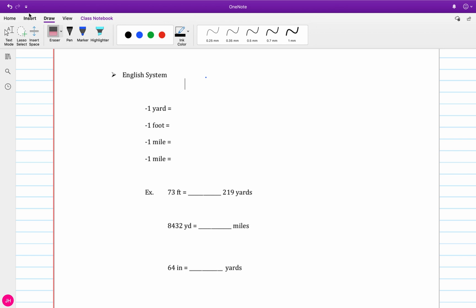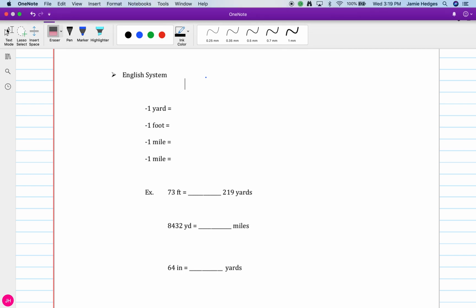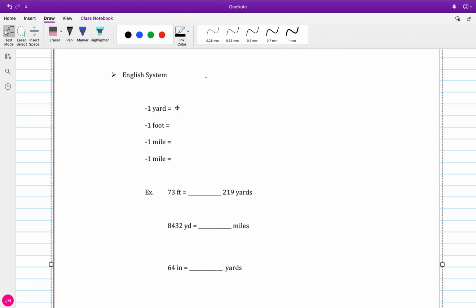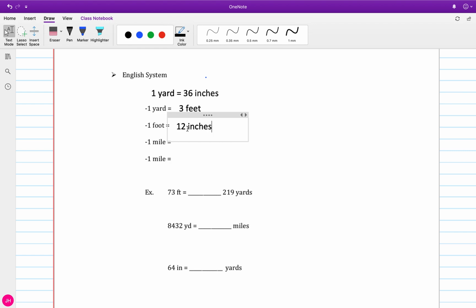Same ideas of converting, and we're going to apply them to the English system. These are the ones that we're used to using. So we're going to say that 1 yard is the same thing as 3 feet. These are ones that you just need to know because these are the units that you're going to be teaching mainly. I'm going to add one up here. 1 yard is also equal to 36 inches. A foot is equal to 12 inches.